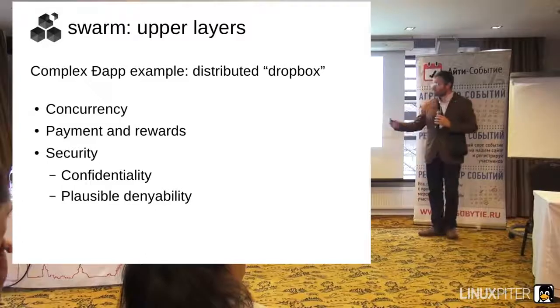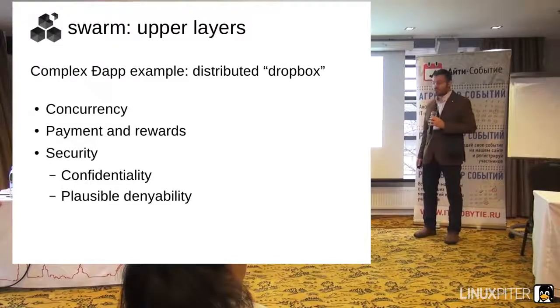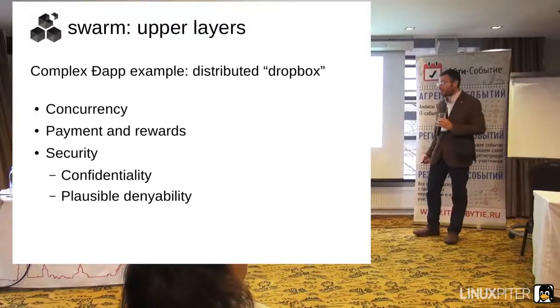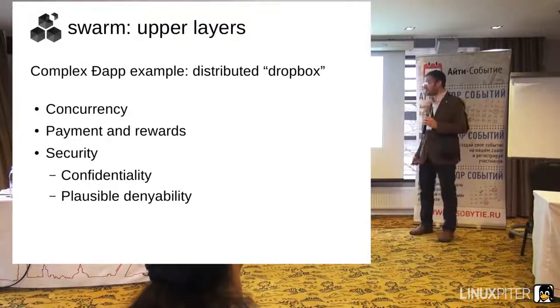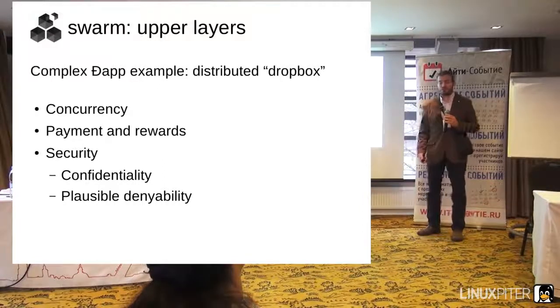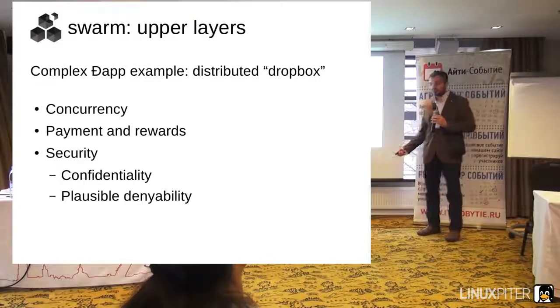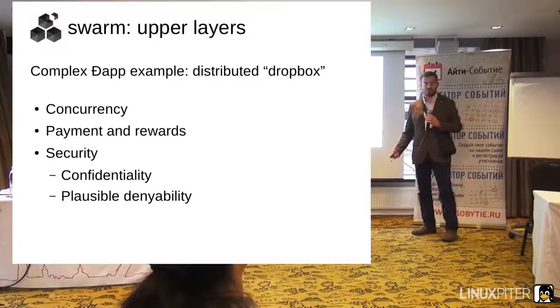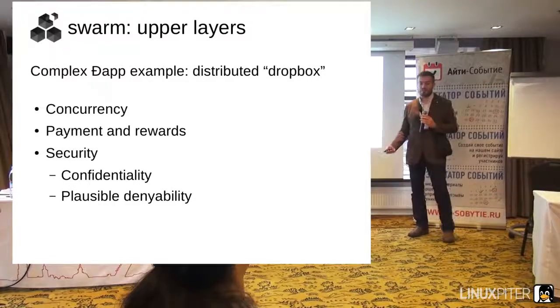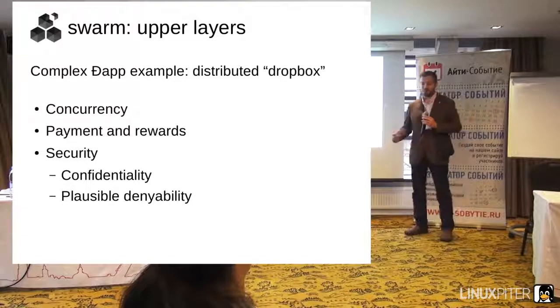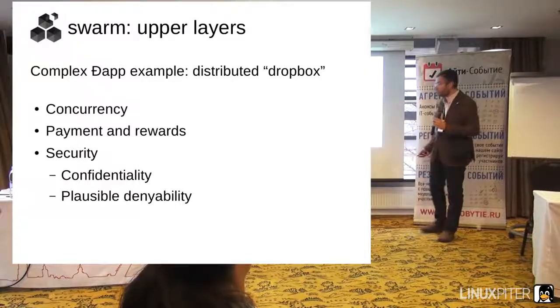And confidentiality and plausible deniability in case of a distributed Dropbox are, of course, of primary concern. One is the security of users, and the other is the security of providers. So, of course, if you want to back up your hard drive on a distributed Dropbox, you don't want the providers of the service to know what they are storing, what's on your hard drive. So that's confidentiality. And on the other hand, if you're providing this service for others, you want to have plausible deniability. So you don't want to know what you're storing, and you don't want to be held accountable for storing other people's child pornography or whatever.